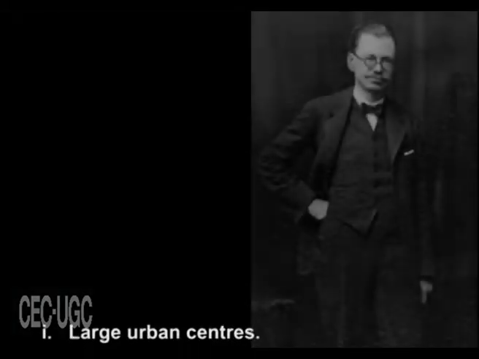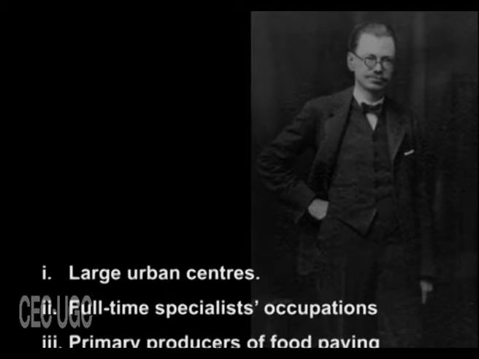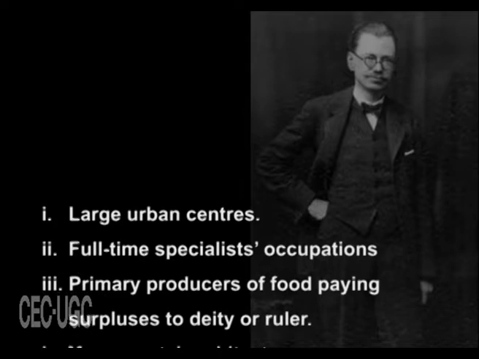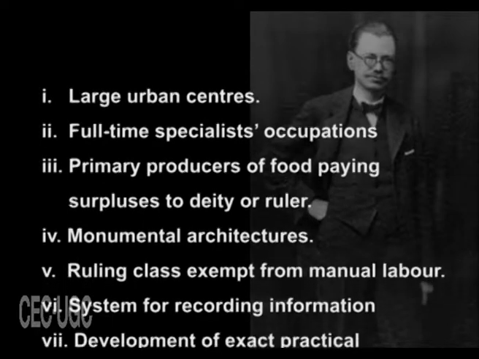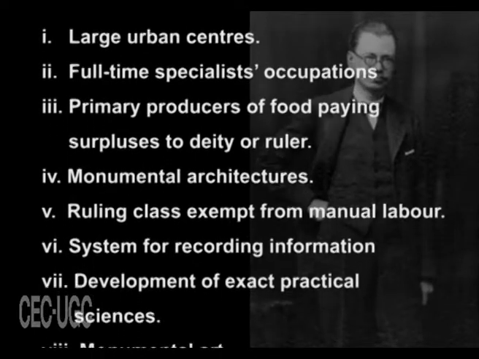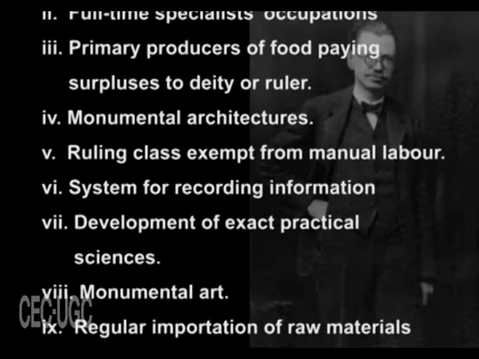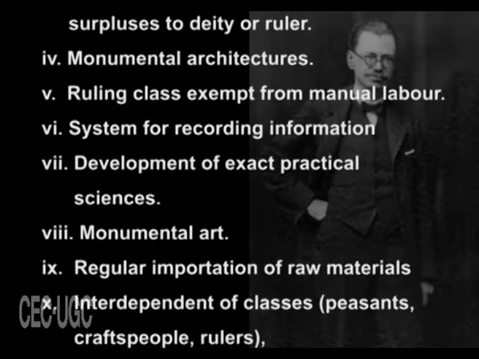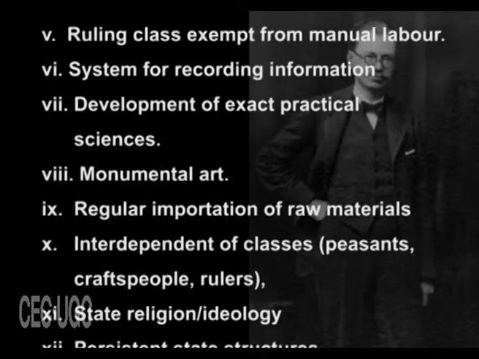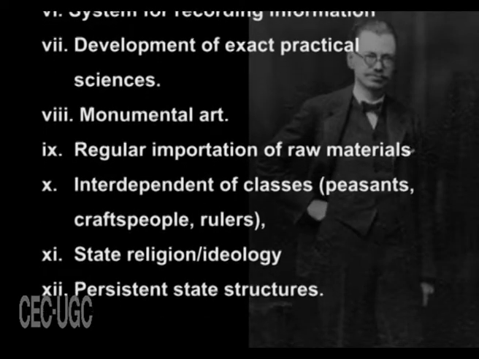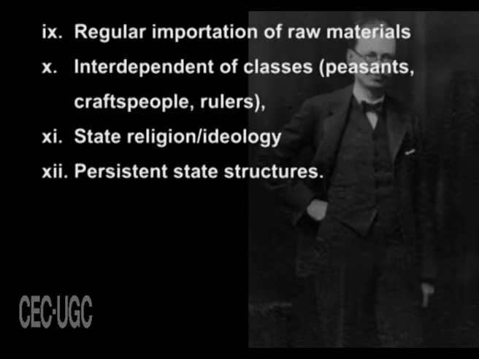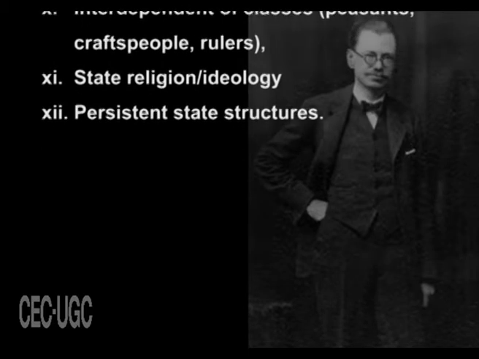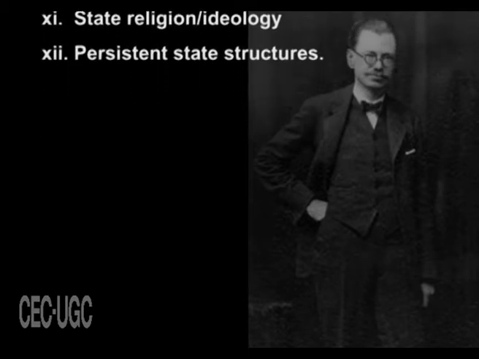1. Large urban centers. 2. Full-time specialist occupations. 3. Primary producers of food paying surpluses to deity or ruler. 4. Monumental architecture. 5. Ruling class exempt from manual labor. 6. System for recording information. 7. Development of exact practical sciences. 8. Monumental art. 9. Regular importation of raw materials. 10. Interdependence of classes, that is peasants, craftspeople, rulers. 11. State religion or ideology. 12. Persistent state structures.